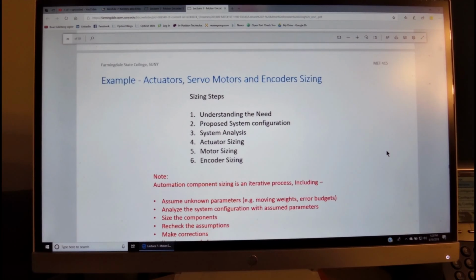We'll see an example of sizing an actuator and a motor and an encoder as an example. It is important to remember that 50% of the solution is based on our understanding of a need. We have to understand the need, then we have to configure a proposed solution to the need, conduct a system analysis, and then go through actuator sizing, motor sizing, encoder sizing, and then many times also gripper sizing, and also the frame sizing.